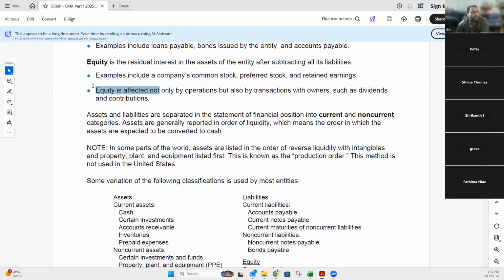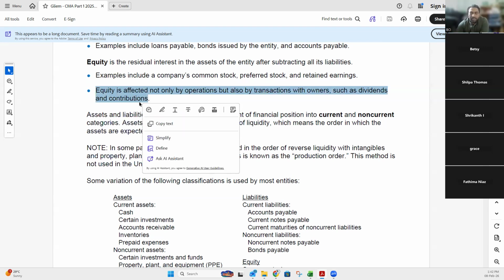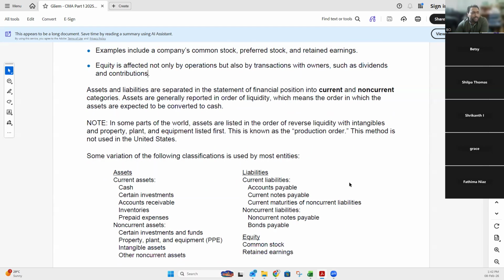What happens to the equity? When you make profit, definitely your retained earnings will increase. When your retained earnings increase, your equity will increase. Then if you are issuing more shares, then also your equity will increase. Or if you are giving dividends, then your equity will reduce. Clear?